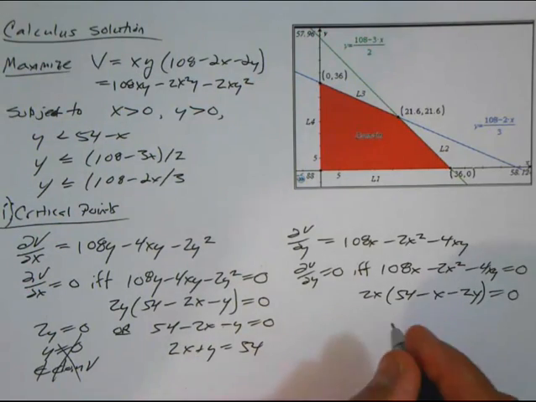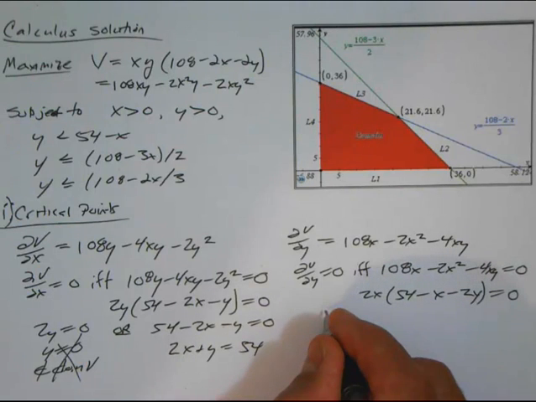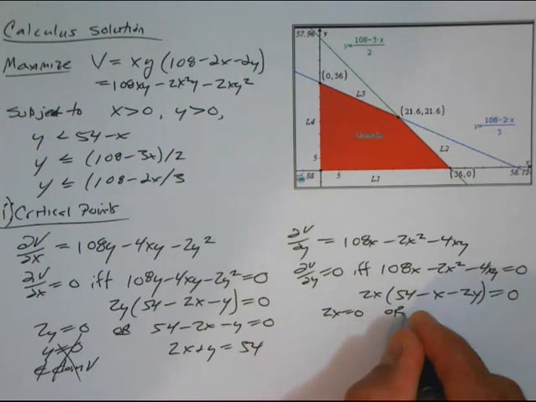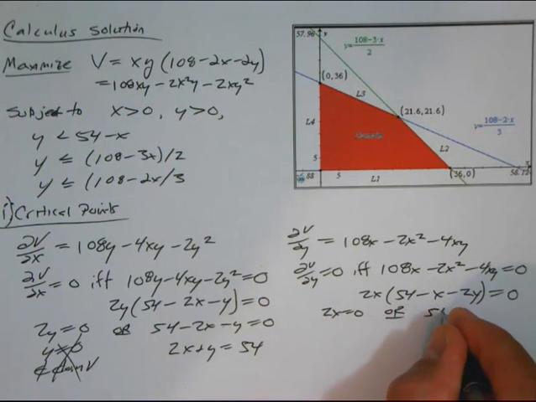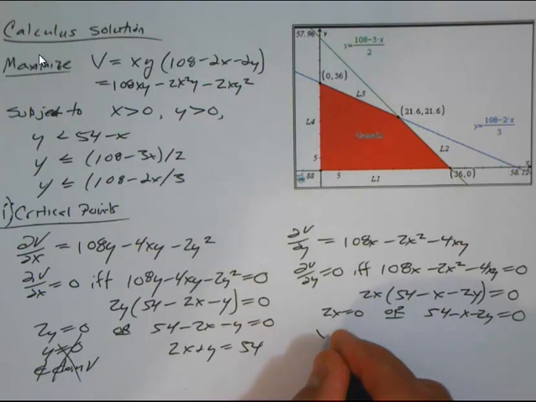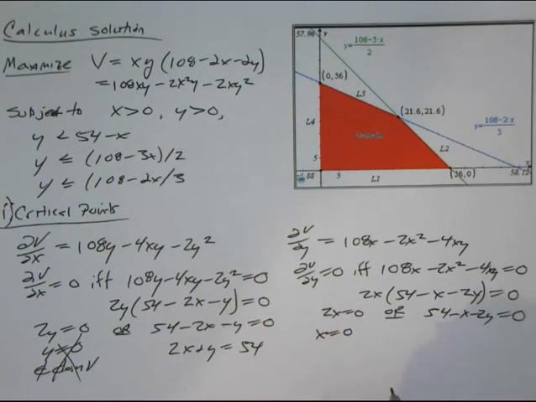Okay, so now this breaks up into a pair of equalities: 2x equals 0, or 54 minus x minus 2y equals 0. Okay, let's work on this. Divide both sides by 2. x equals 0. Alright, x equals 0 is then referring to the y-axis itself. You know what? This is not in the domain of our function v here. So that's not in the domain of v. Cancel considering that any further.